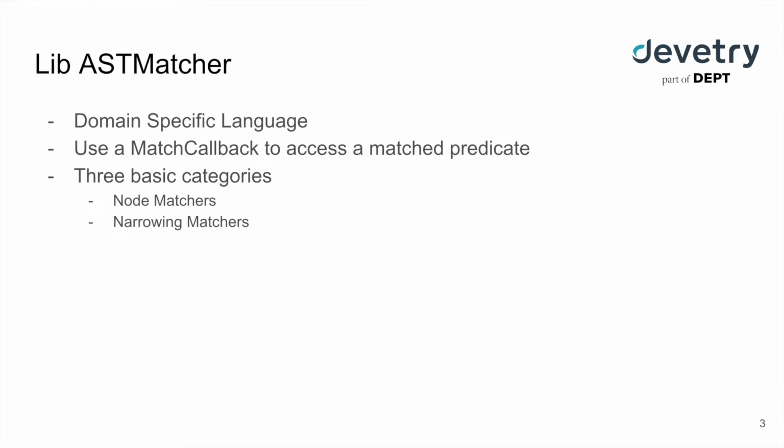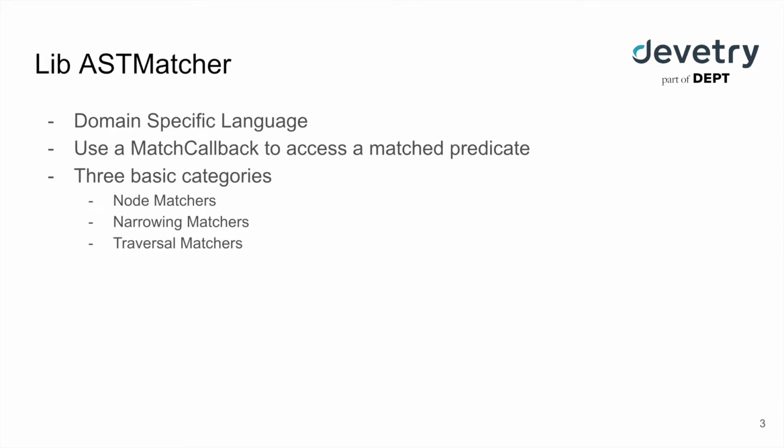The next matcher is a narrowing matcher. So if we matched on a variable declaration, we don't want every single variable declaration in the code base, so we do want to use a narrowing matcher such as has type, has parent, or is derived from to be able to key in on the exact node that we want.